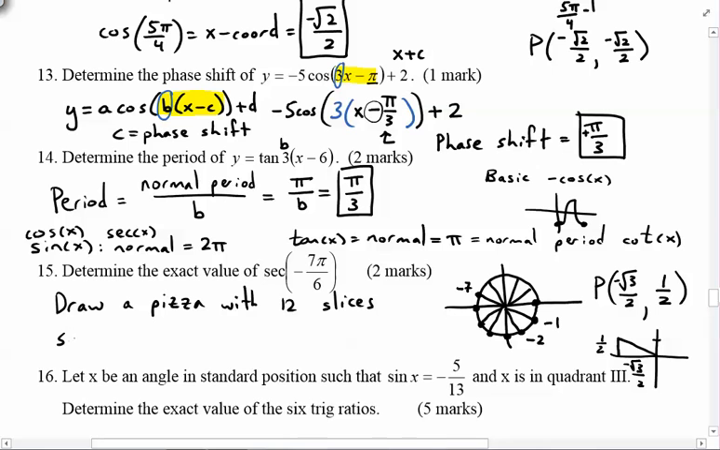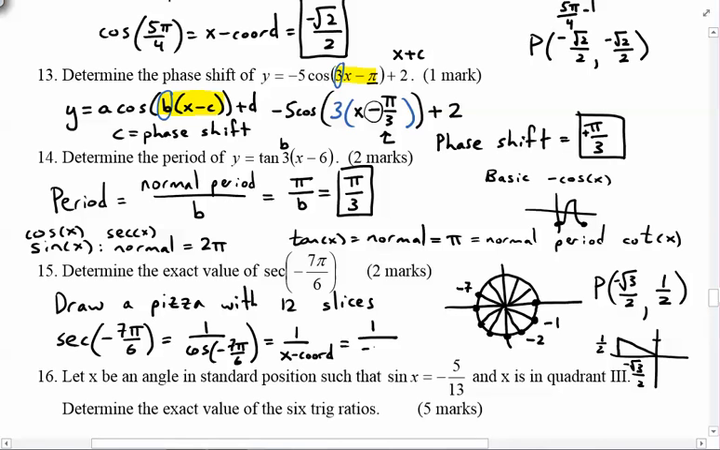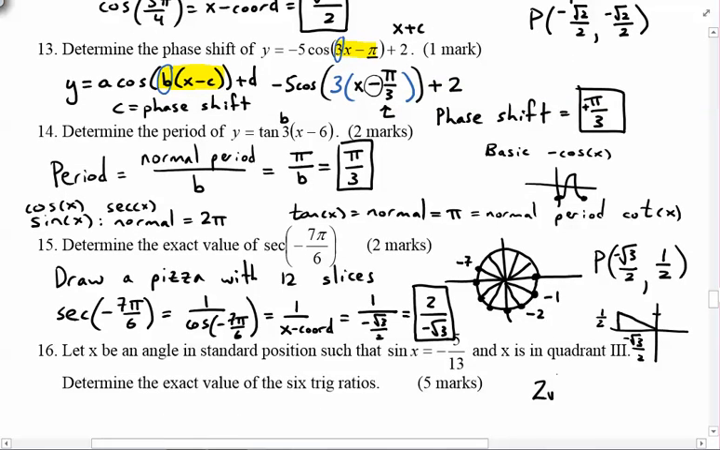So secant of -7 pi over 6 is the same thing as 1 over cosine of -7 pi over 6. And cosine is the x value. So 1 over the x-coordinate on the unit circle, which is just 1 over -√3 over 2, or 2 over -√3. You don't have to rationalize for the exam, but if you did, another way that you could write that is negative 2 root 3 over 3. Both of those answers are correct.